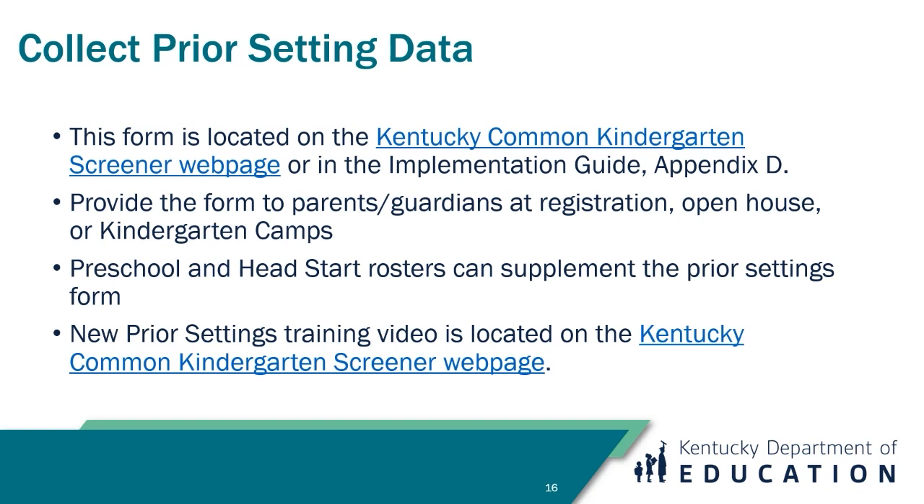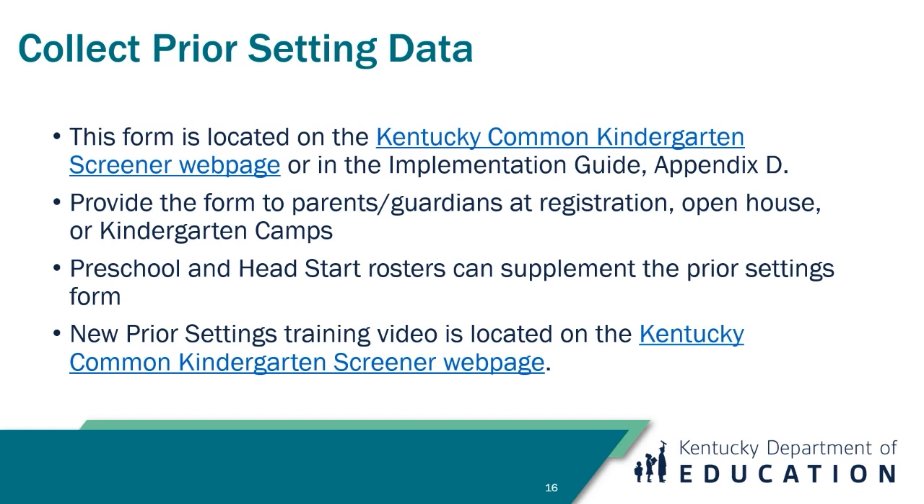Now let's look at collecting prior setting data. This is something schools could be doing now or in the spring, but regardless, it should be on your radar. If not, make sure to collect prior setting data during kindergarten kickoff events, open houses, etc. A letter and form located on our K-Screen website or in the implementation guide asks parents or guardians to let us know what setting the enrolling students were in for the year prior to kindergarten. That may be home, private sitter, daycare, preschool, Head Start, or kindergarten.